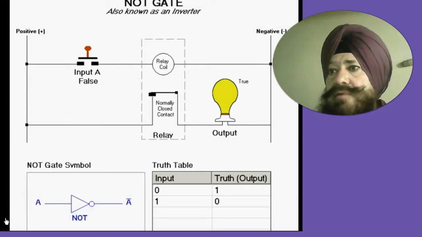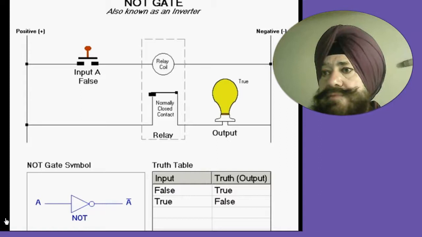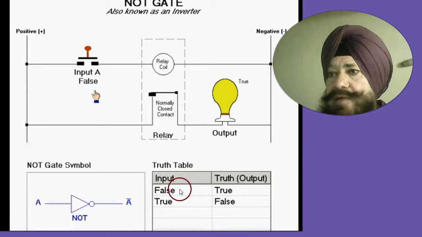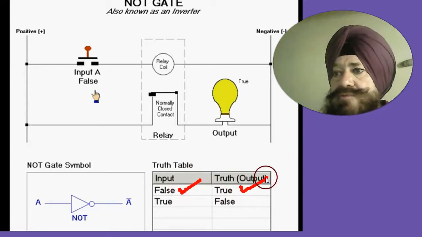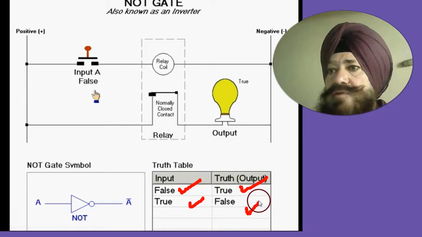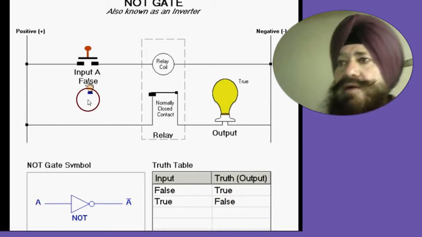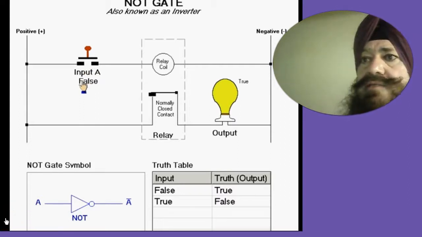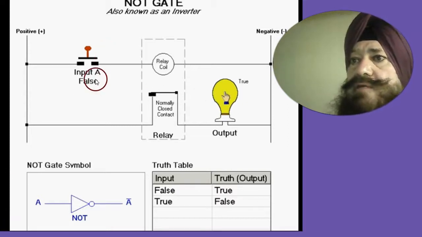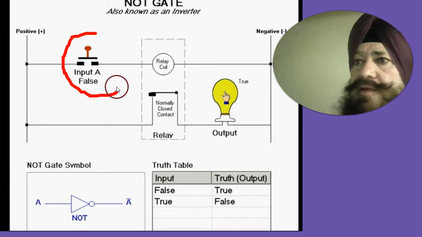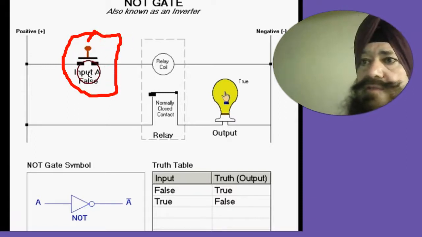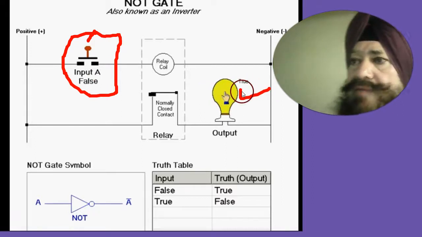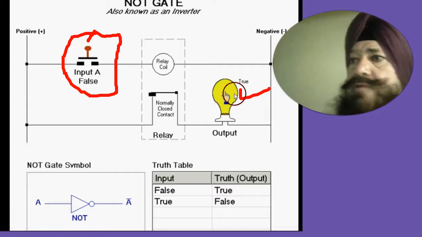How? Look. The truth table can be like this: if it is false, it is true, and if it is true, then it is false. Now input A is false. False means this switch is open. The switch is open, meaning false. Then the output is true: the lamp is giving light, so the output state is true.